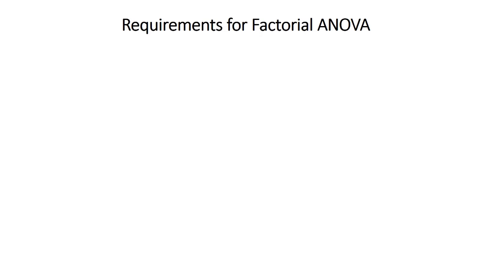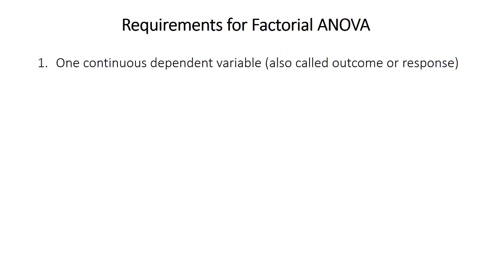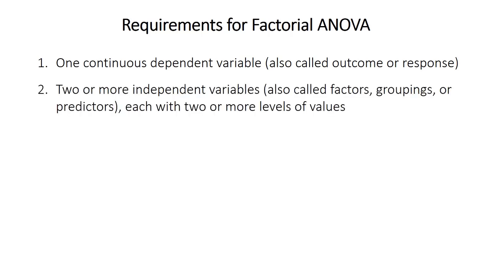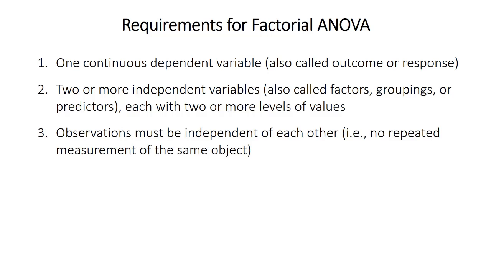So what do you need for factorial ANOVA? Well, first, you need one continuous dependent variable, also called the outcome or the response. You want to know if this variable differs significantly among all the groups. Second, you need two or more independent variables, also called factors, groupings, predictors. These should be categorical and not continuous. They should have two or more levels in each of them. Third, the observations must be independent. And this typically means that you shouldn't have repeated measurements made on the same objects. If you do have that, well, you'll need to use a repeated measures ANOVA, which isn't covered in this video.